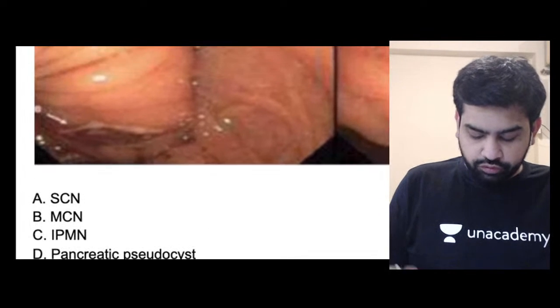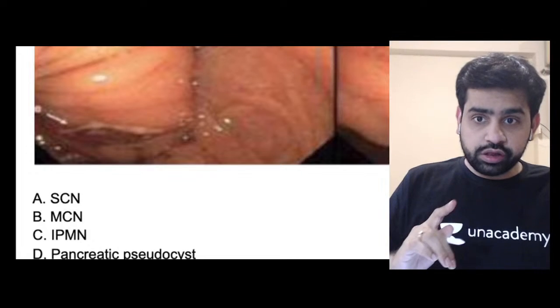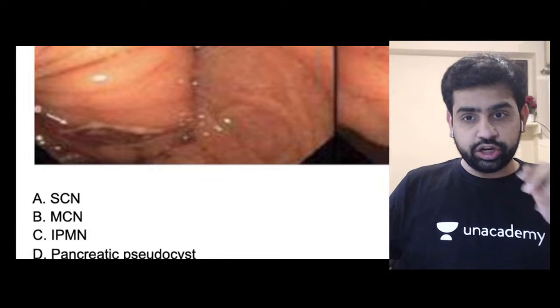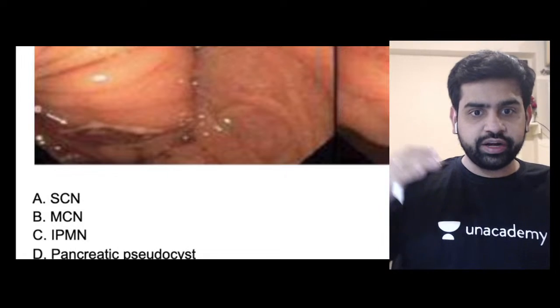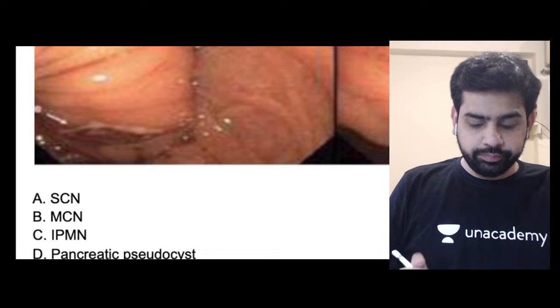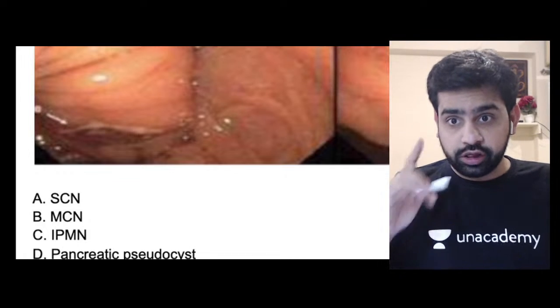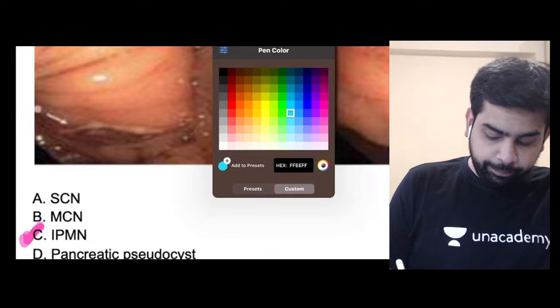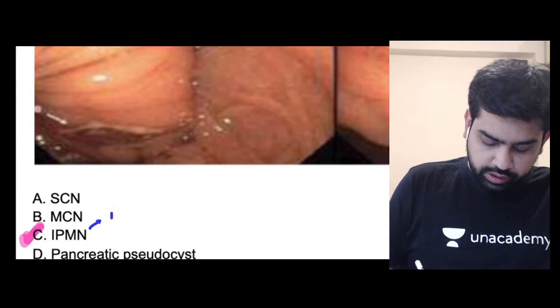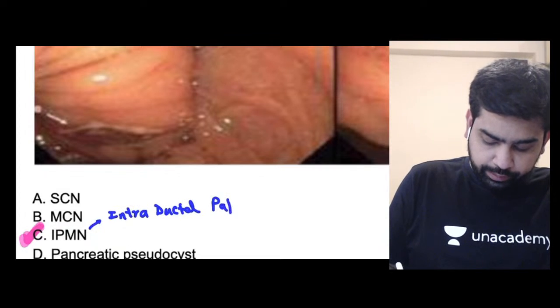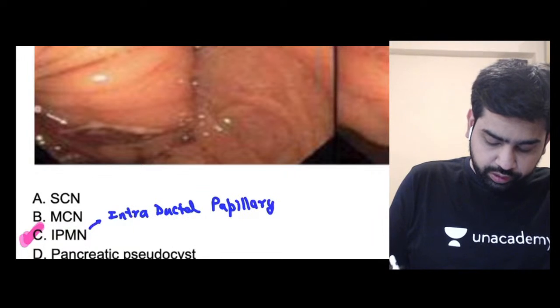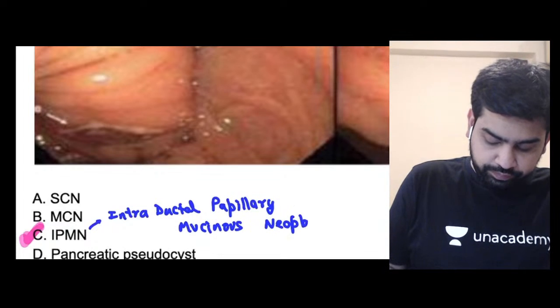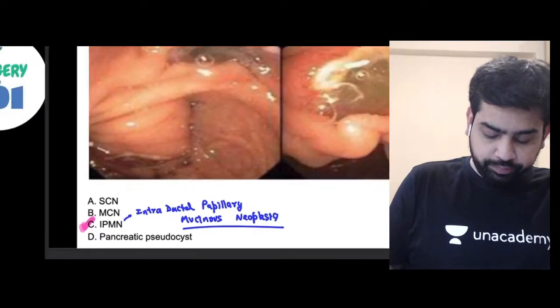Is this patient suffering from serous cystic neoplasia, mucinous cystic neoplasia, IPMN, that is intraductal papillary mucinous neoplasia, or a pancreatic pseudocyst? What do you think, guys? What is the answer over here? Now, if you're telling me that the answer over here is IPMN, what is IPMN? IPMN is basically intraductal papillary mucinous neoplasia. Now, what you need to understand over here, what are we dealing with?